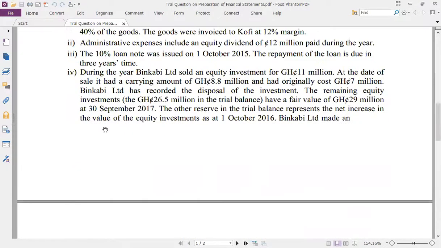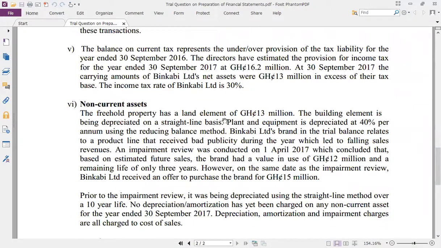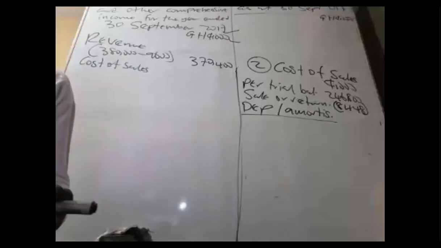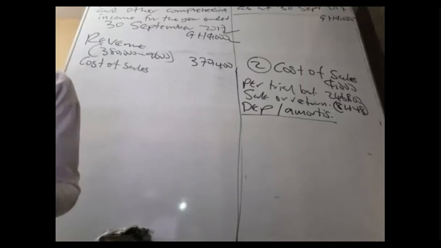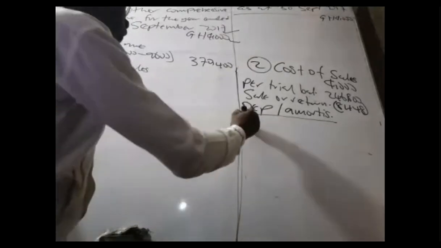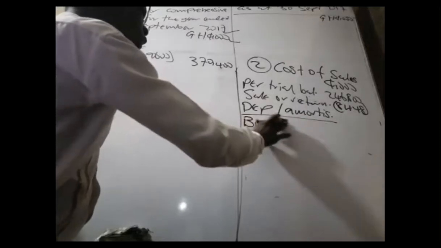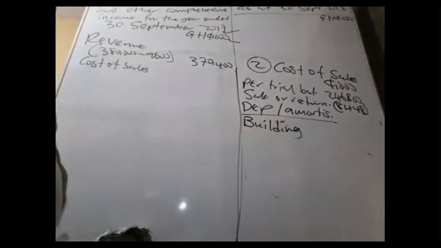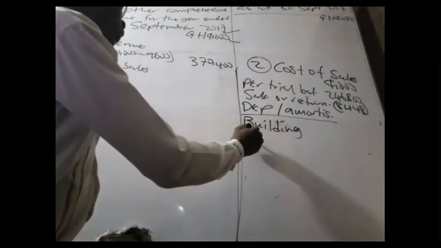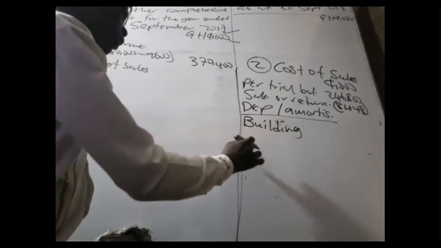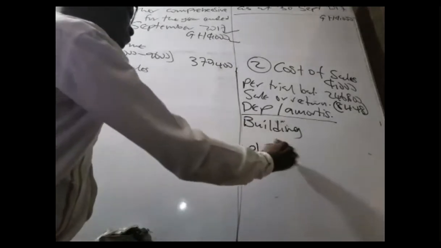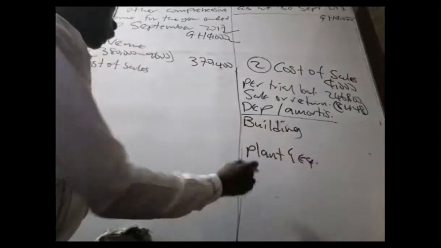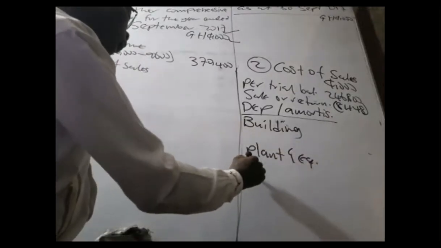But the property is made up of land and building, and we don't depreciate freehold land. Therefore, we need to depreciate only the building. So instead of recording property, I record building. The rest are plant and equipment. The first item on the list is building. Next one is plant and equipment. The next one is the intangible, brand.